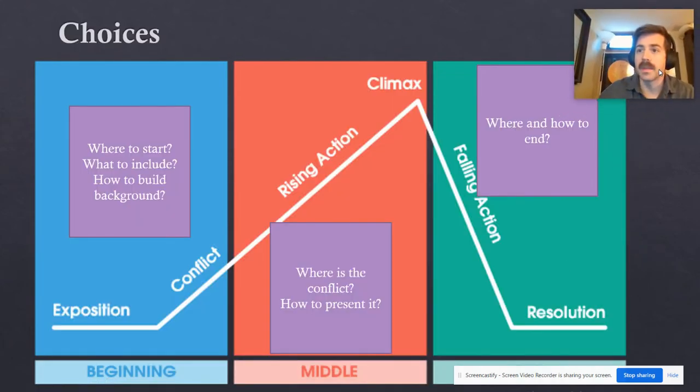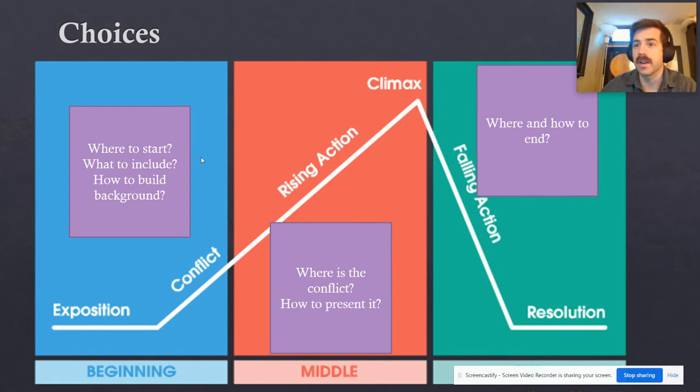So to get there, we do have to make some pretty clear and some difficult choices that, unless you've been writing for a long time in your life, you might struggle with, and that's okay. That's what we're working on. So in the exposition, the beginning of our story, sometimes it's really tough to think about where to start, what to include, and how we're going to build background. My best advice that I can give is start as close to the event as you possibly can, right?